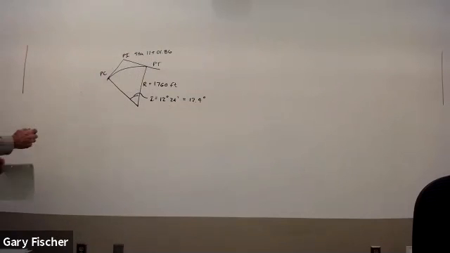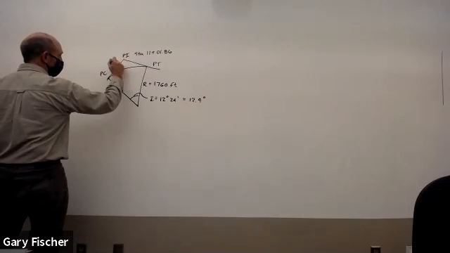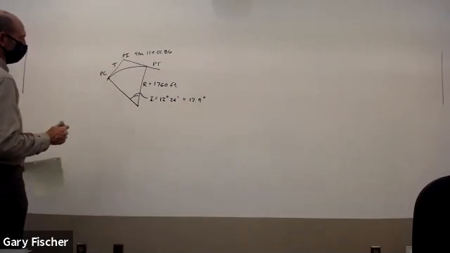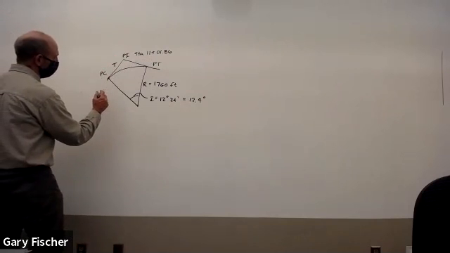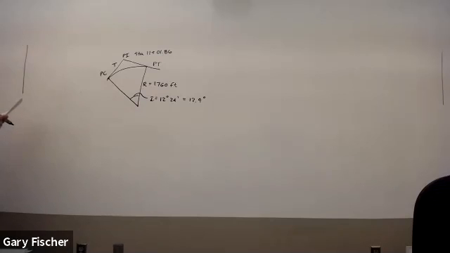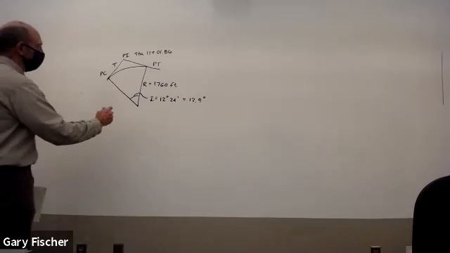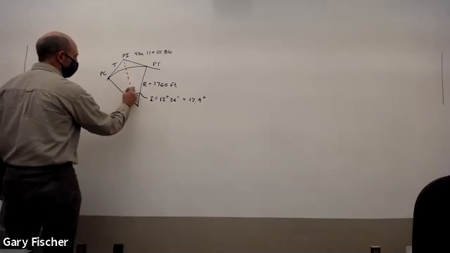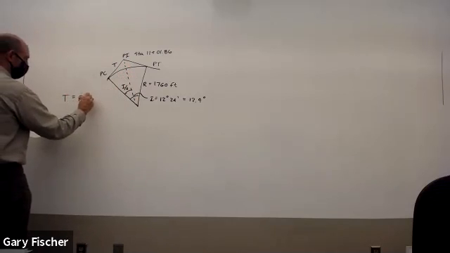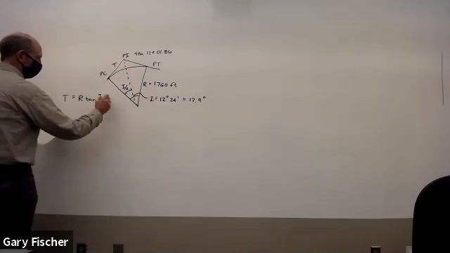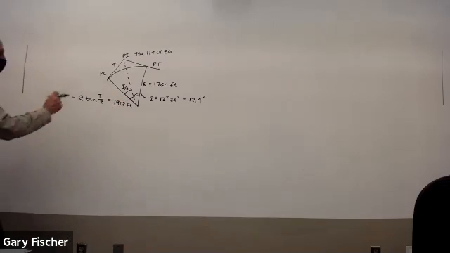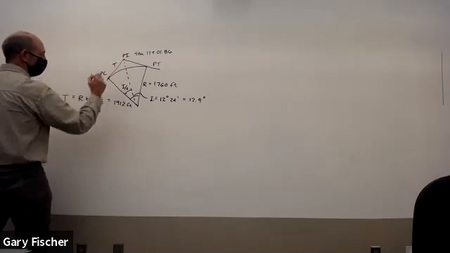Then there's also terminology here, if you know it. The distance from the PC to the PI is called the tangent T. You can calculate that because you have this triangle. If we divide I in half, this angle is I over 2, and T is equal to R times the tangent of I over 2. If you calculate that out, you're going to get 191.2 feet.